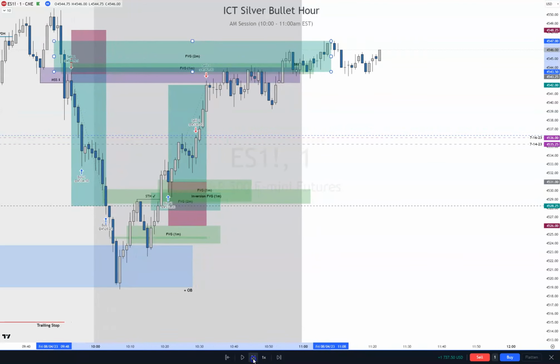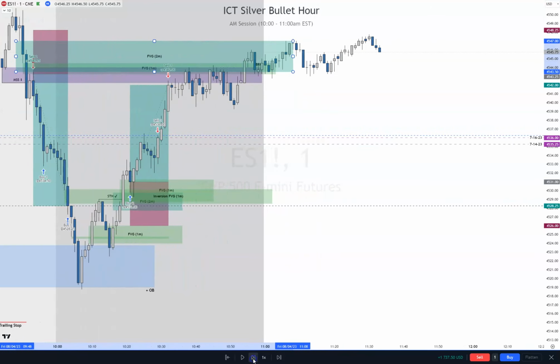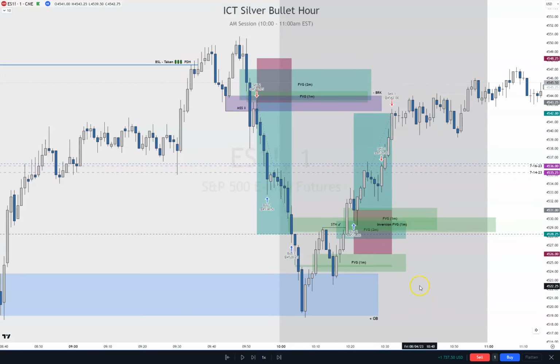I know we're past the hour. I just want to show you what happens here. So there is the 1 silver bullet trade, and then 1 9:30 opening range trade. So let me take these off and explain what we did.